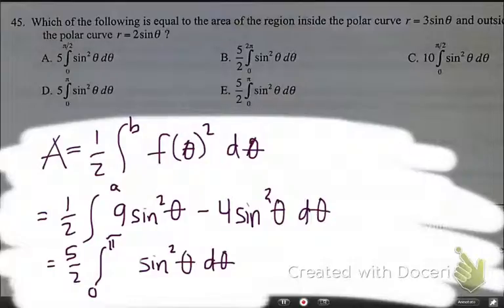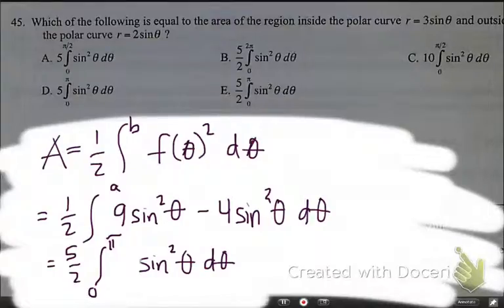So we set them equal to each other? Yeah, you can set them equal to each other and solve. If you bring the 2 sine theta over to the other side, you get 1 sine theta equals 0, and then sine theta equals 0 at 0 and at pi.